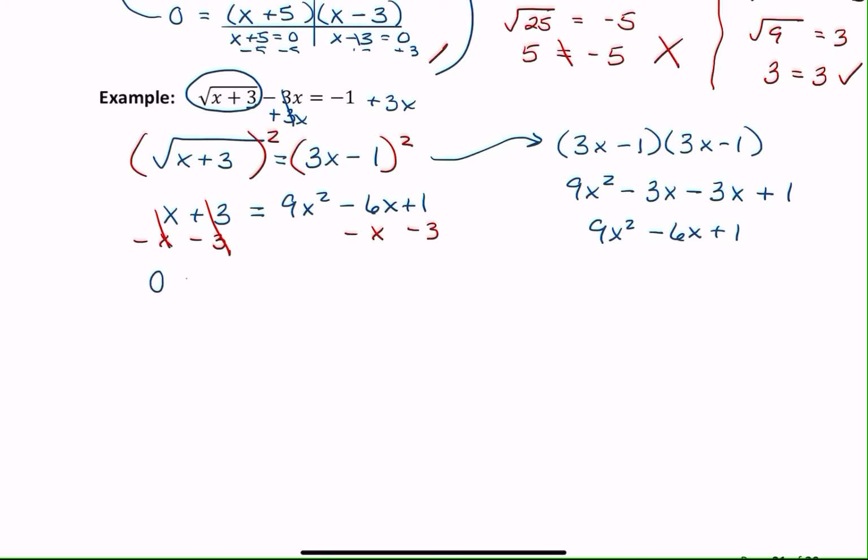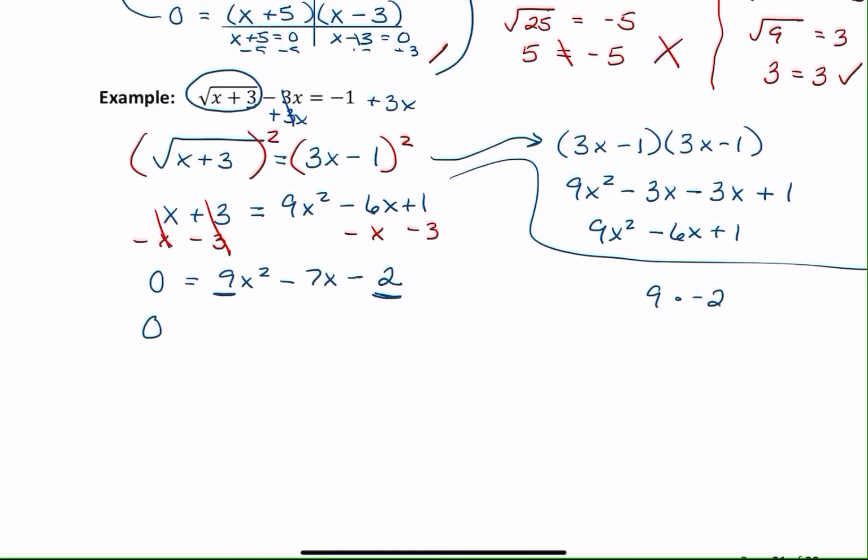So I'll have 0 equals 9x squared minus 7x minus 2. And I can factor this. I'm going to do the method we did in the last section where I multiply a and c together. So 9 times negative 2 is going to give me a negative 18.